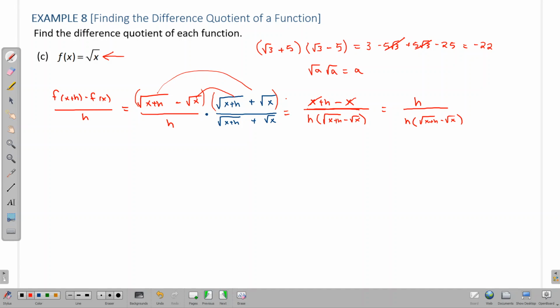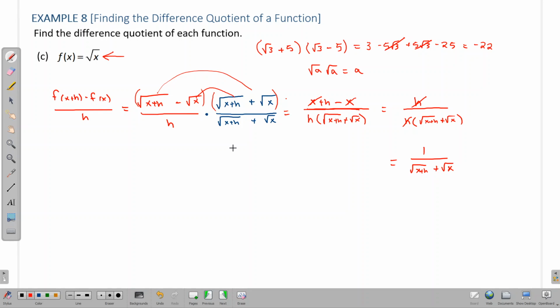And now we can see those h's will cancel. But that doesn't mean the top is 0, right? Your h over h is really 1. So there is a 1 that's left in the top. And then you still have these square roots in the denominator. I copied that wrong too. These should be pluses. Right, I just copied it over here. All right, so we should end up with that expression there. So that is your difference quotient for the square root of x.